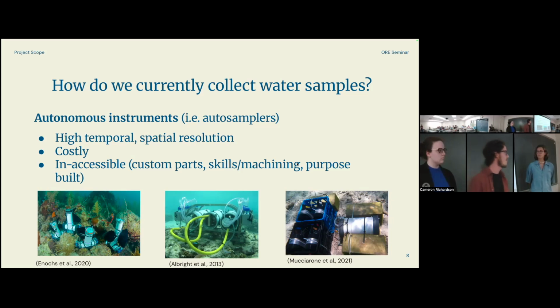So these auto samplers can be inaccessible, and by that we mean they have custom fabricated parts. They require specific skills or machining, and these are purpose-built. So we have a couple of examples here, and these are all coastal auto samplers, but they're purpose-built, and so oftentimes people find them hard to adapt to their specific needs.